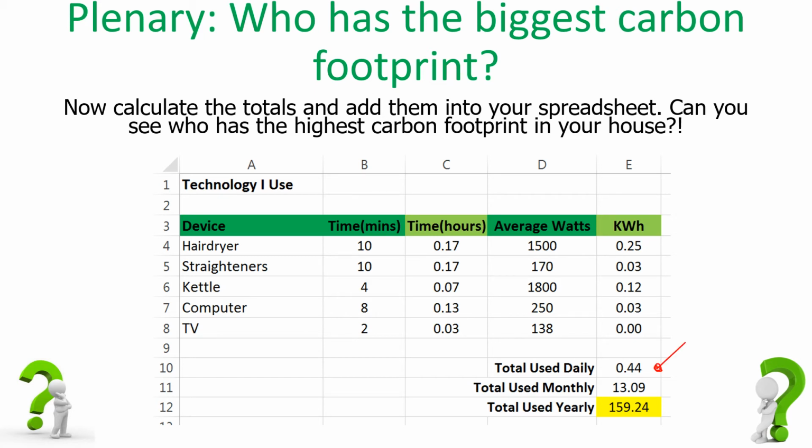okay, and then you're going to type in equals, apologies for this writing, sum, and then you're going to open your brackets and you're going to highlight from this cell down to this cell. Okay, so it's going to take in all of your values for the kilowatts that you've used for every single device. You can then press enter, and what that is going to do is tally up all of these values and give you a total used daily amount.